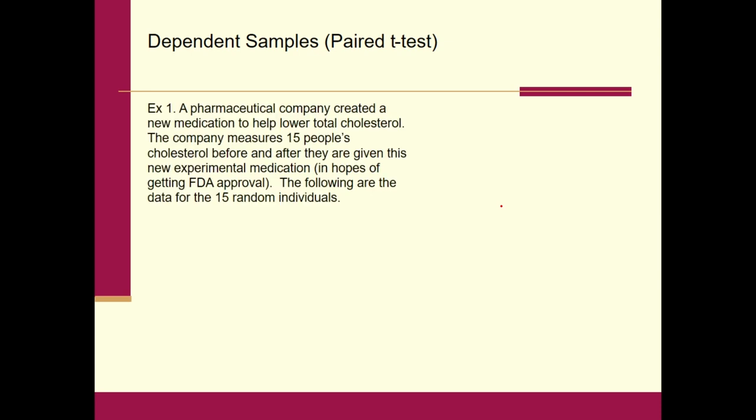So example number 1, a pharmaceutical company created a new medication to help lower total cholesterol. The company measures 15 people's cholesterol before and after they are given this new experimental medication. Because why? They got to get FDA approval. So the following are the data for the 15 random individuals. Now before we do that, let's define a few things. Individuals before the medication is population number 1. Individuals after the medication is population number 2.